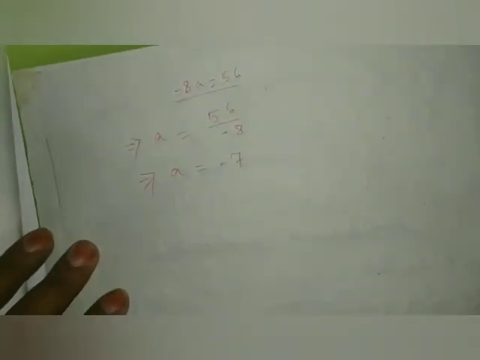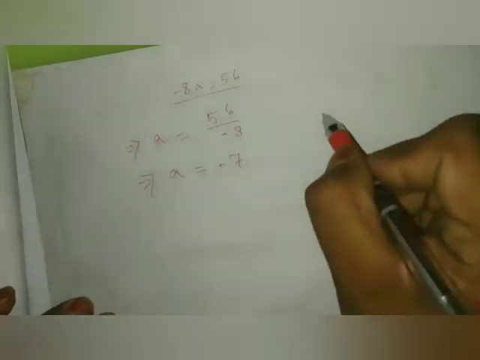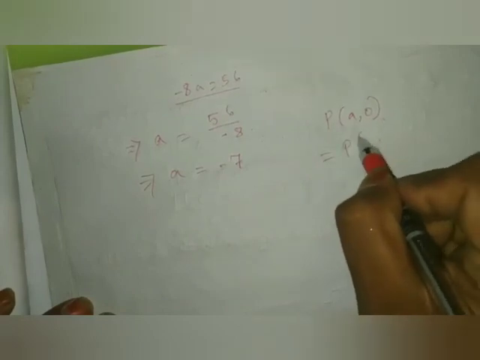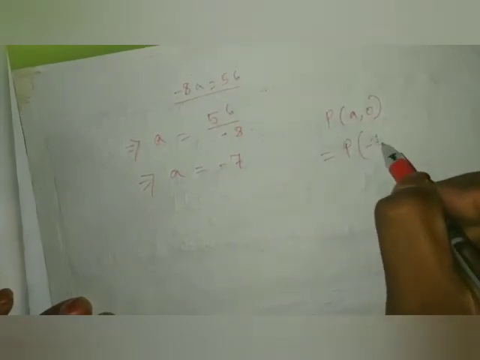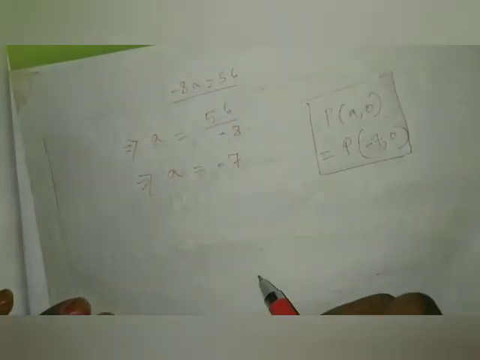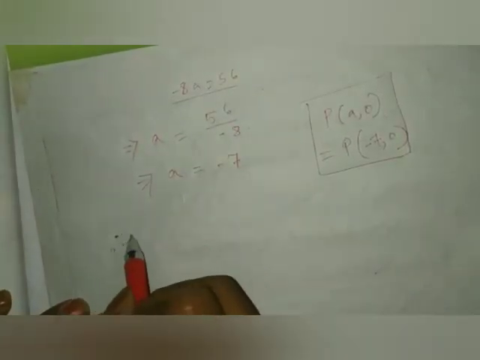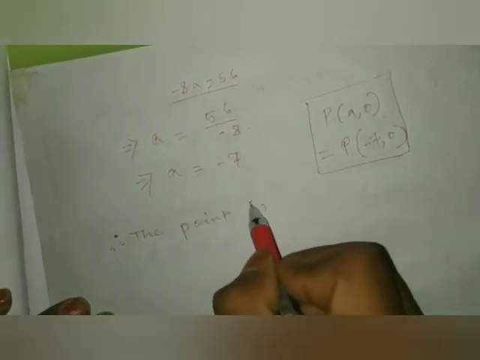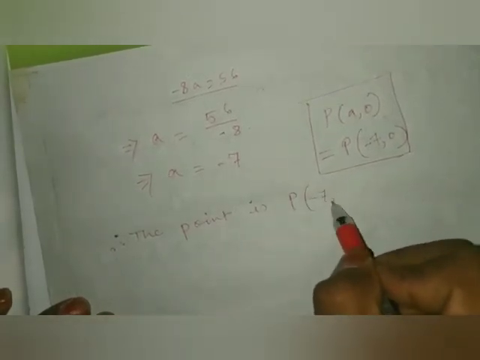So we found the value of a. So what will be the point? We took the point as P(a, 0). So the coordinates of the point will be P, where a value is -7, 0. So the point will be P(-7, 0). Therefore the point is P(-7, 0).